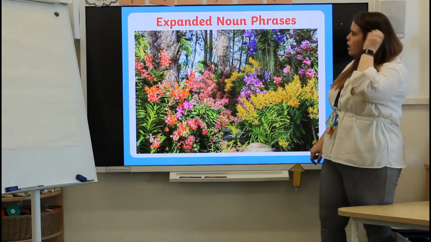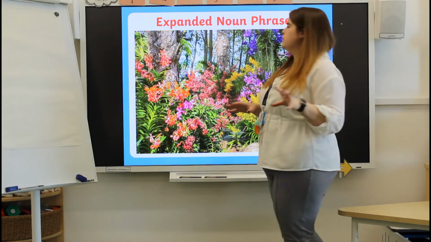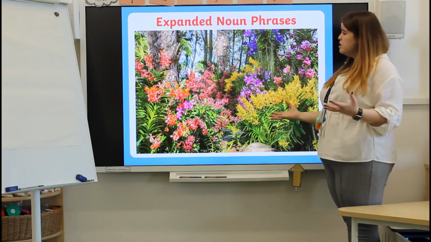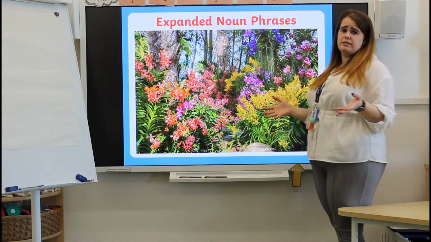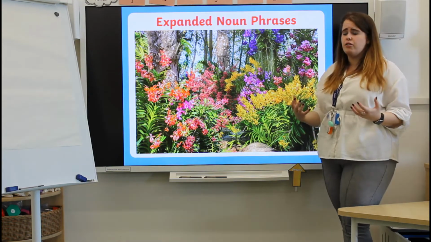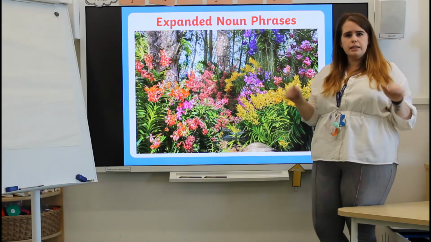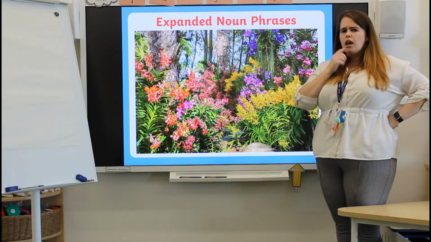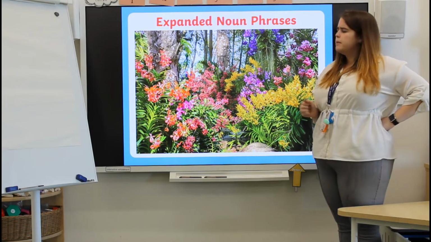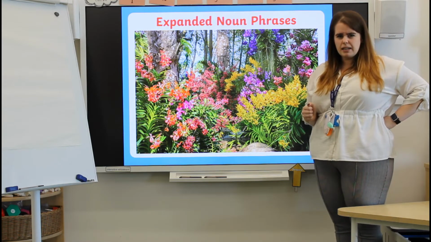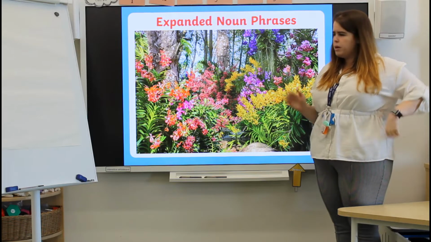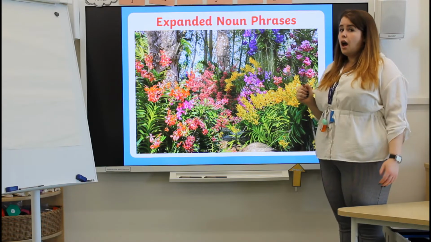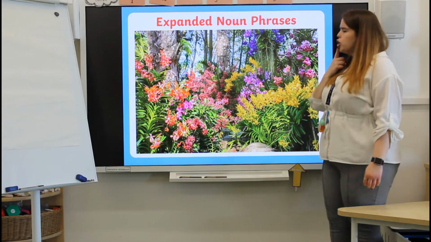Well done. I'd like you to have a little go at this now. So I've got this beautiful picture of all these gorgeous flowers. And I'm sure if I was walking through these flowers, they would smell so lovely and fragrant. And I might even hear the buzzing bees flying around the flowers, collecting nectar. I'm going to ask you to pause the video for a moment. Can you write a couple of expanded noun phrases to describe my lovely picture here? Okay, let's have a little think. What could you have written?